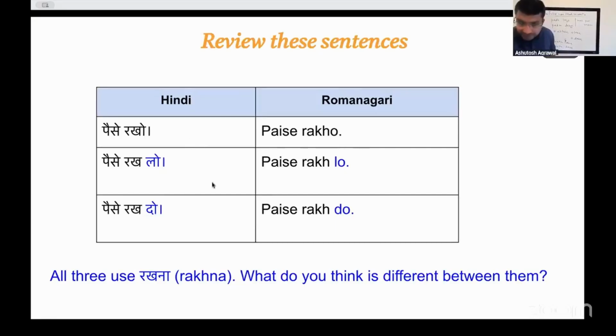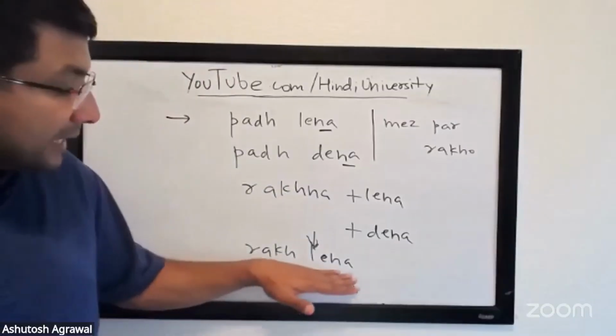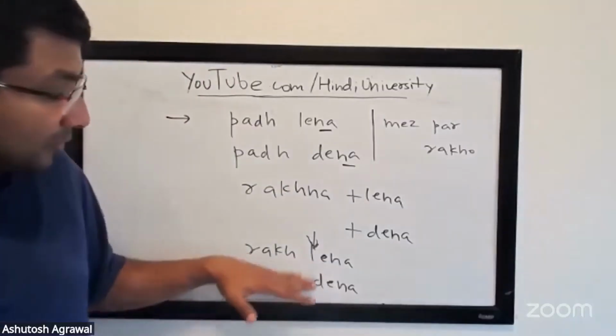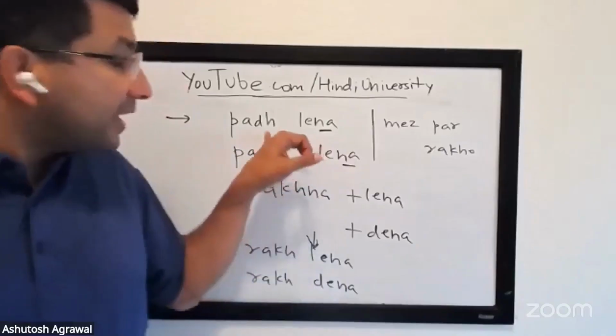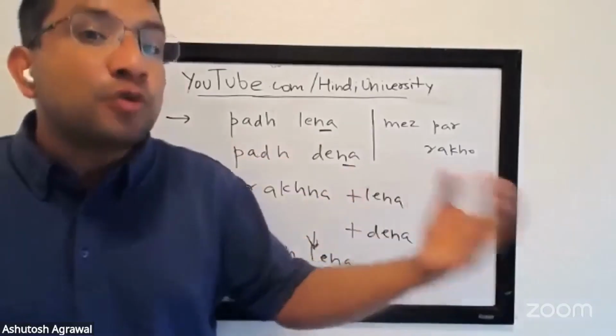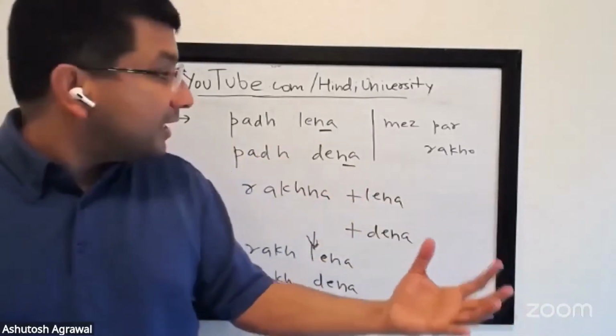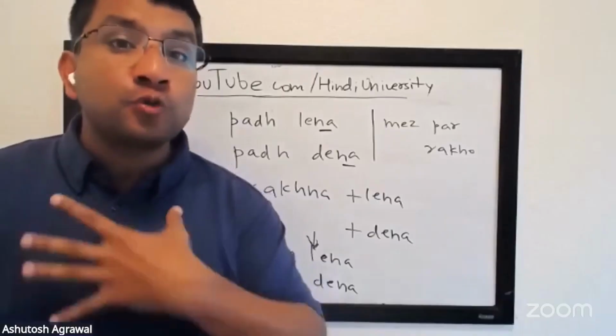So paise rakho is clear. Now paise rakh lo and paise rakh do. So when you're using lena and dena with another verb, padhna is to read, but for who? It's for Lena, it's coming to me, for myself.